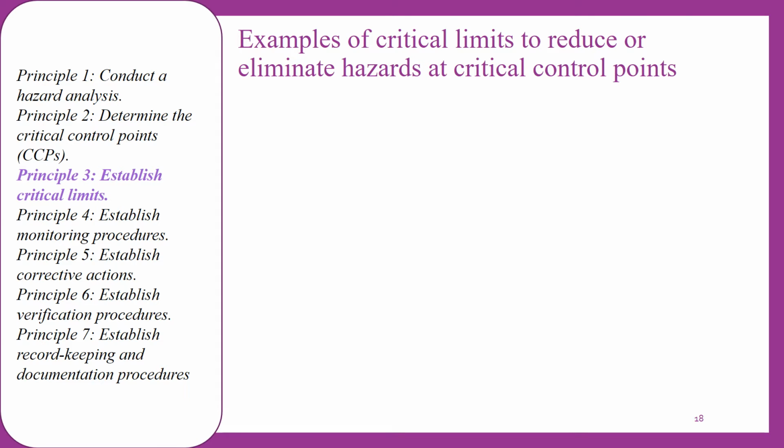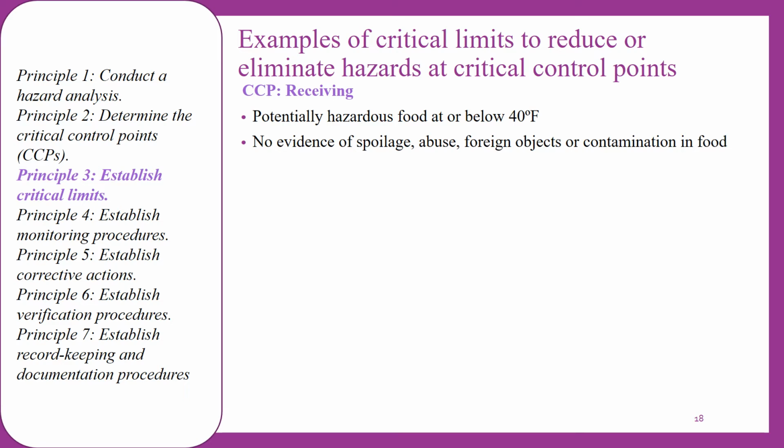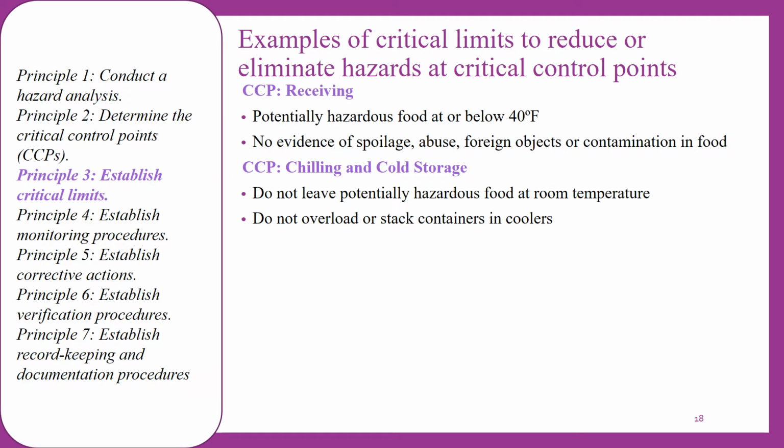Now let's talk about examples of critical limits to reduce or eliminate hazards at critical control points. Here, the critical control point taken into consideration is receiving. The critical limits for receiving are potentially hazardous food at or below 40 °F, and no evidence of spoilage, abuse, foreign objects, or contamination in the food. When the critical control point is chilling and cold storage, then the critical limits are: do not leave potentially hazardous food at room temperature. Also, there should not be overloading or stacking of the containers.